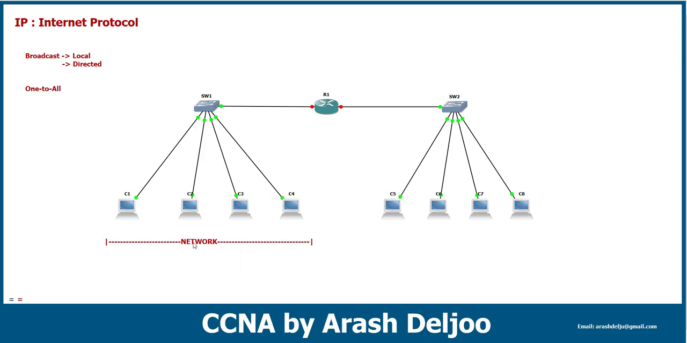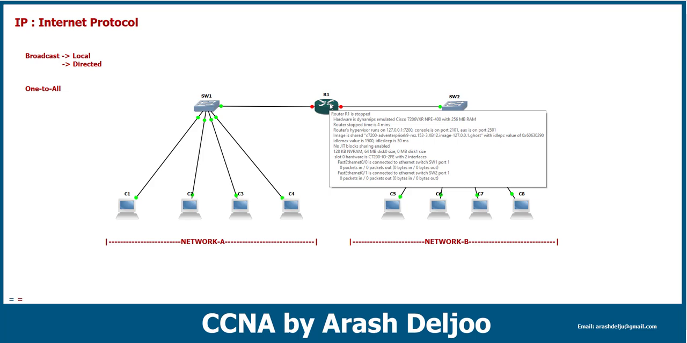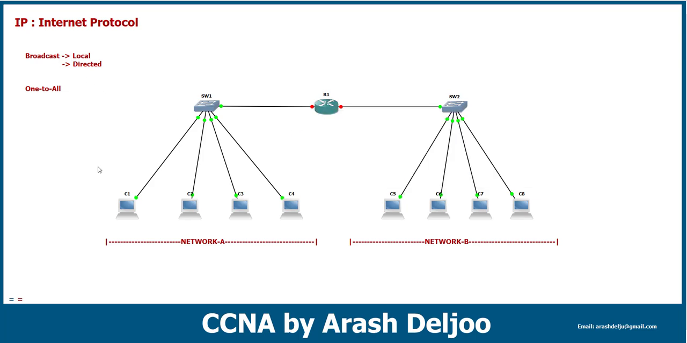And also here we have another network, for example, network A and network B. This is the network A, and this is the network B. You know that we are using the switch for intra-network communication, for communication inside of the networks, and also we are using the routers for inter-network communication. Okay, let me show you the difference between the broadcast in local and directed form.